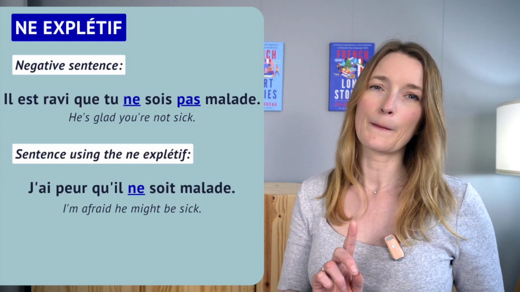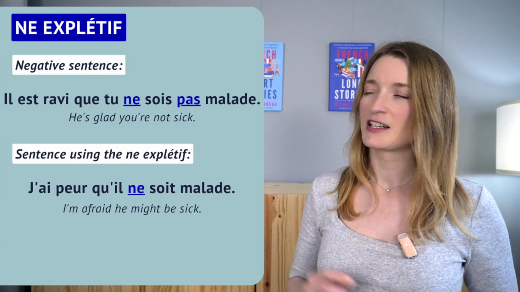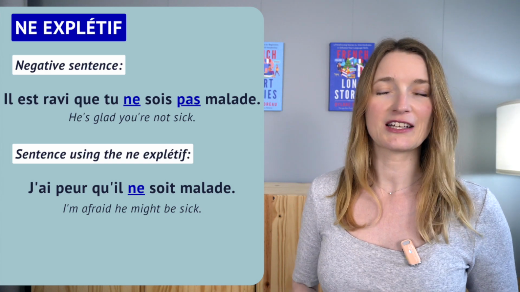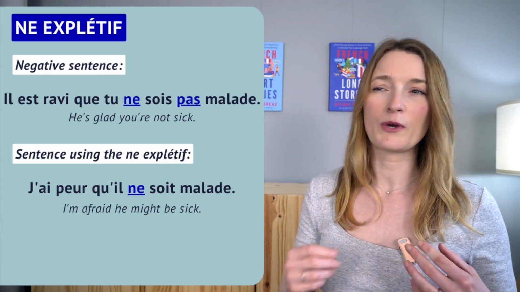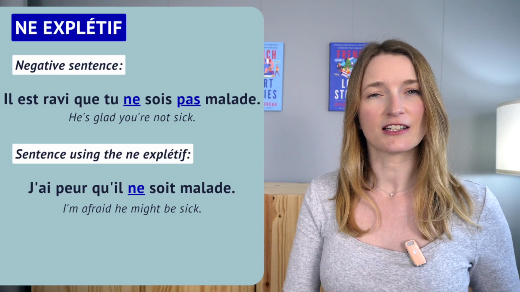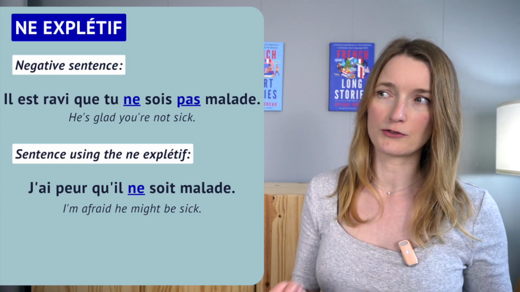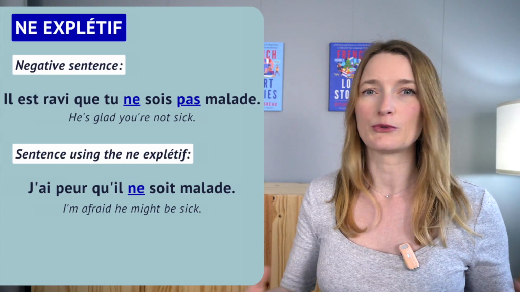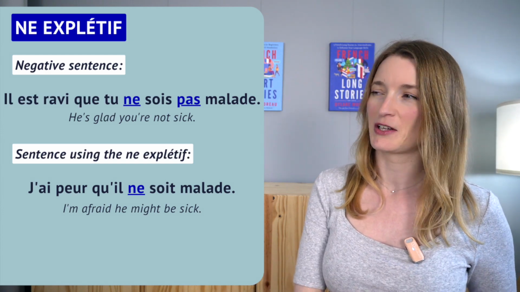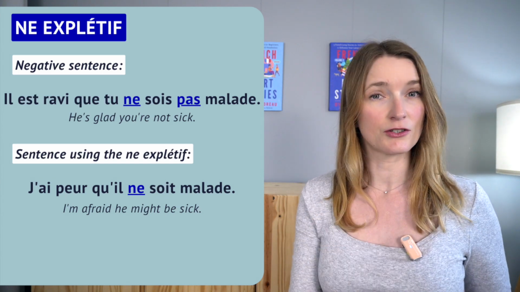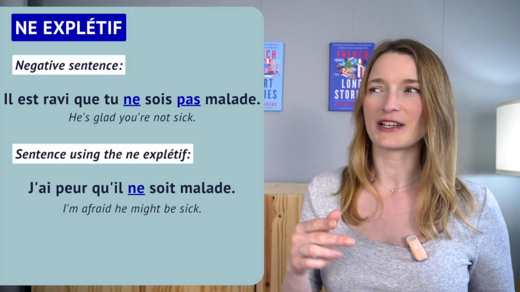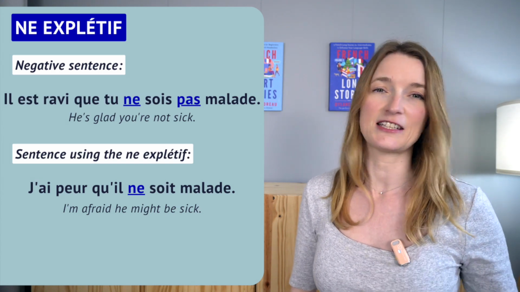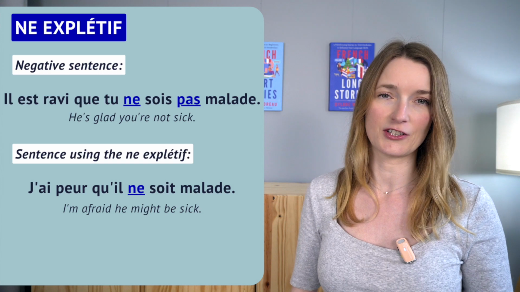Very clear. But if we look at this one, J'ai peur qu'il ne soit malade. We don't actually have a negation here. We don't have the two parts of the regular negation in French, so ne and pas, or ne and plus, etc. I use pas as an example. We only have ne. So this is the Ne Explétif. This is very specific, and you can see it does not include the negation.